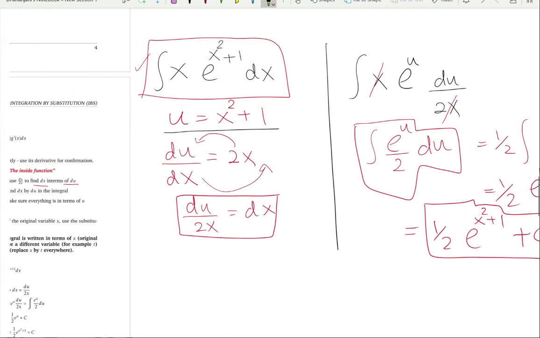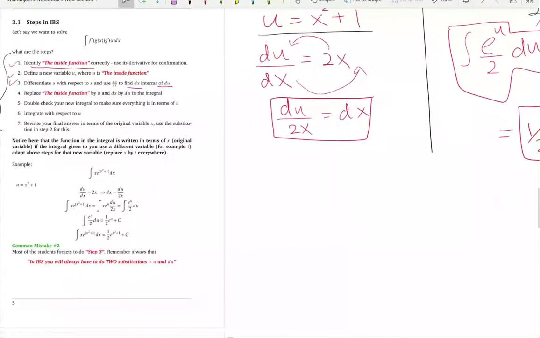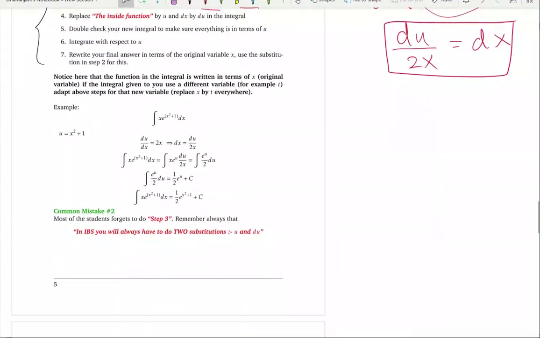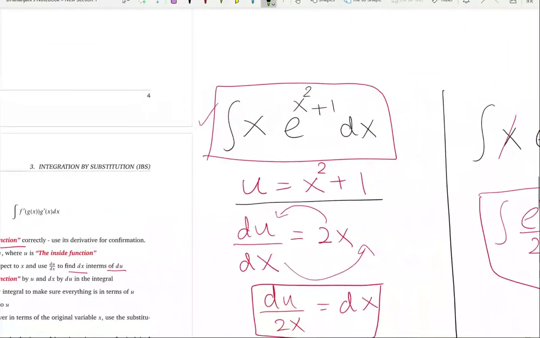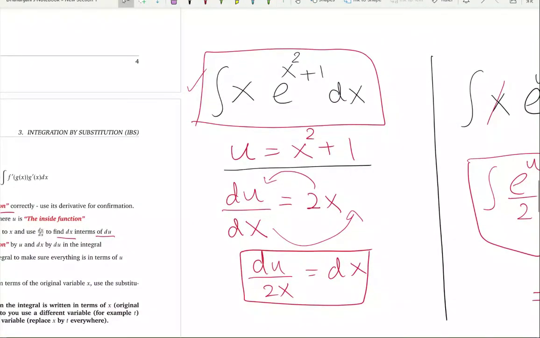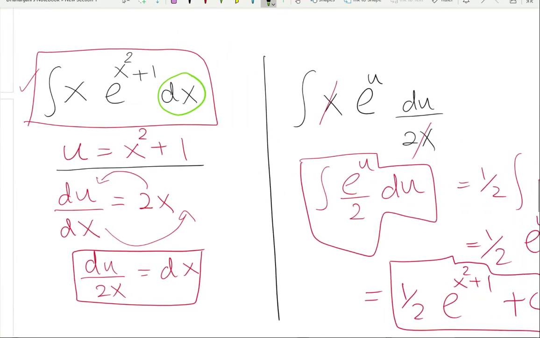Now here's the most important thing about this problem. I have seen many students make lots of mistakes in integration by substitution, and 90% of them come from this mistake. Common mistake number 2. What is it? The mistake is, yes, you identify the inside function and you name it, you do everything correct except you don't change this dx. Let me tell you why.